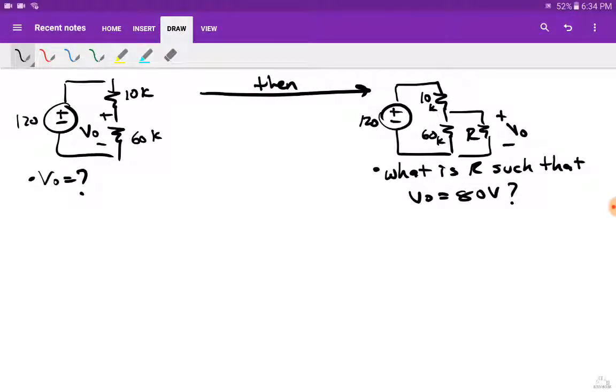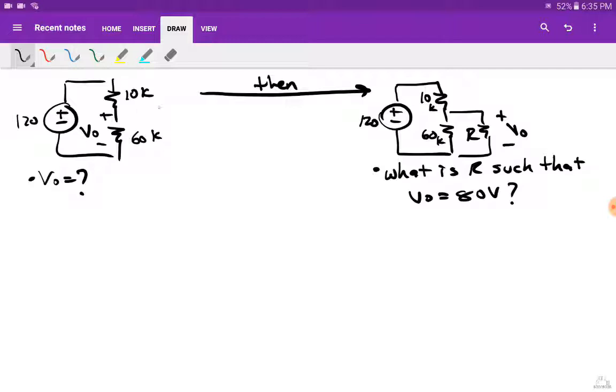Hey everybody. So back at it again with the circuits problems. I've got two circuits. First is this circuit on the left. They give you everything. They just say find the output voltage attached across this 60 kilo ohm resistor.